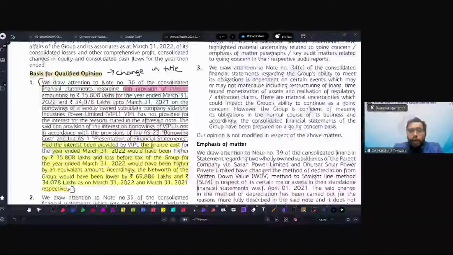In case of a qualified opinion, you provide that on the basis of this, I am issuing a qualified opinion, perfectly fine. But the consequence is that you don't only issue a qualified opinion, you also specify what is the impact of that qualification. Any doubt? Any doubt till now?